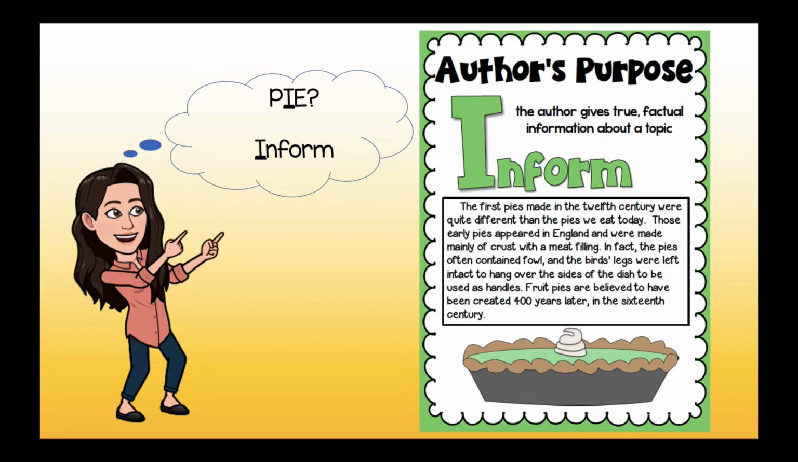The first pies made in the 12th century were quite different than the pies we eat today. Those early pies appeared in England and were made mainly of crust with a meat filling. In fact, the pies often contained fowl, and the bird's legs were left intact to hang over the sides of the dish to be used as handles. Ugh! Fruit pies are believed to have been created 400 years ago in the 16th century.